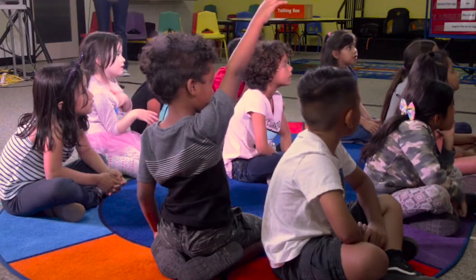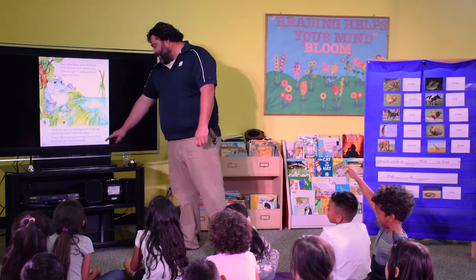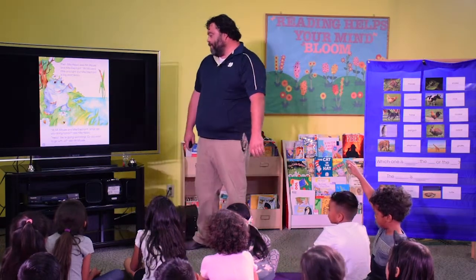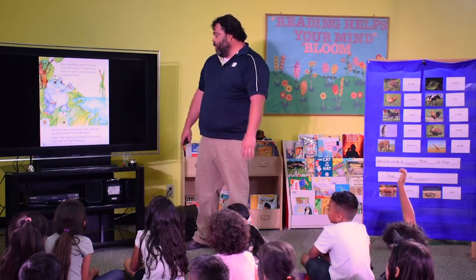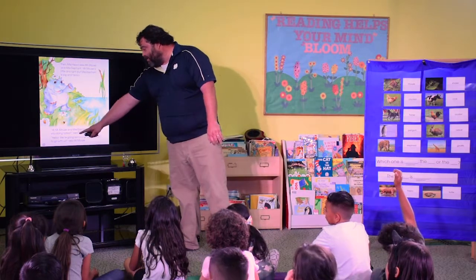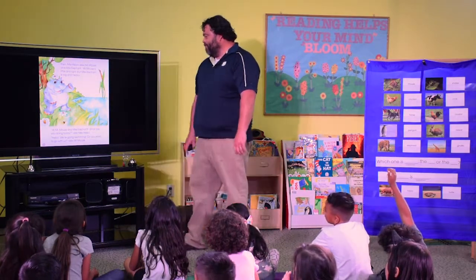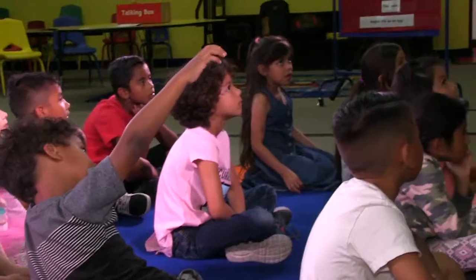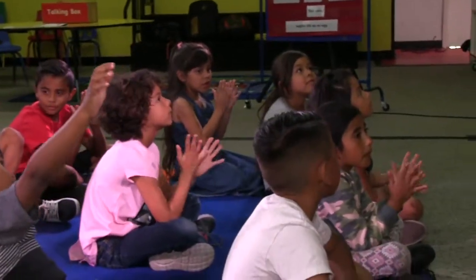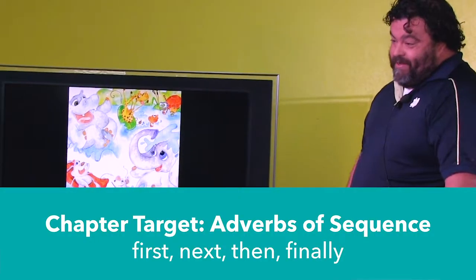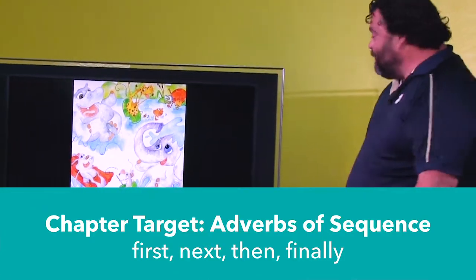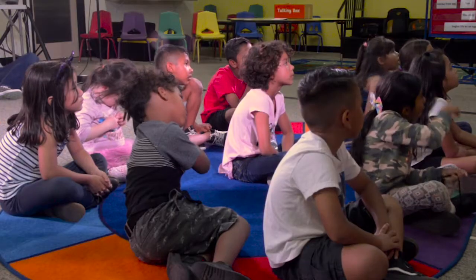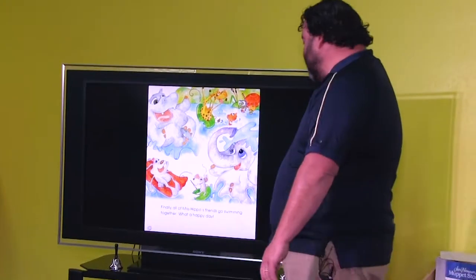Hi, Mr. Mouse. And Miss Elephant, what are you doing today? Asked Miss Hippo. Hello, we're going swimming. Do you want to go with us? Asked Mr. Mouse. Clap if you like swimming. I like swimming in the summertime. Finally, that kind of gives me a clue that we're at the end of the story. Finally, all of Miss Hippo's friends go swimming together.